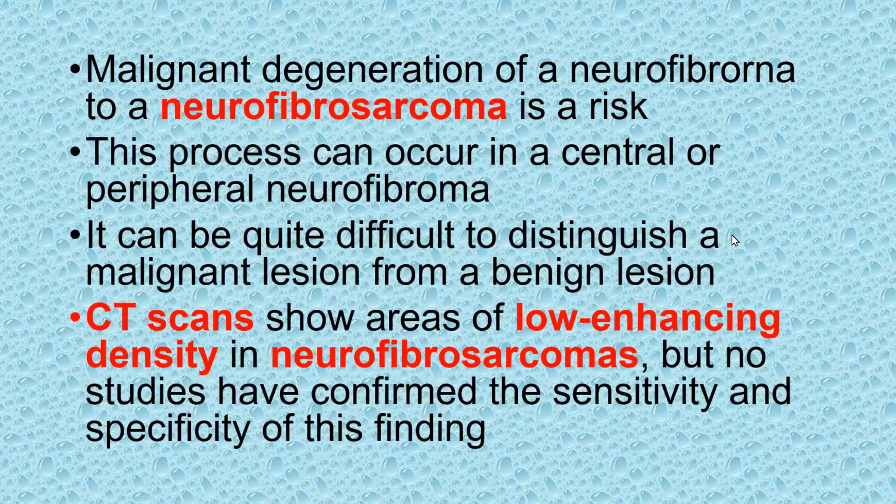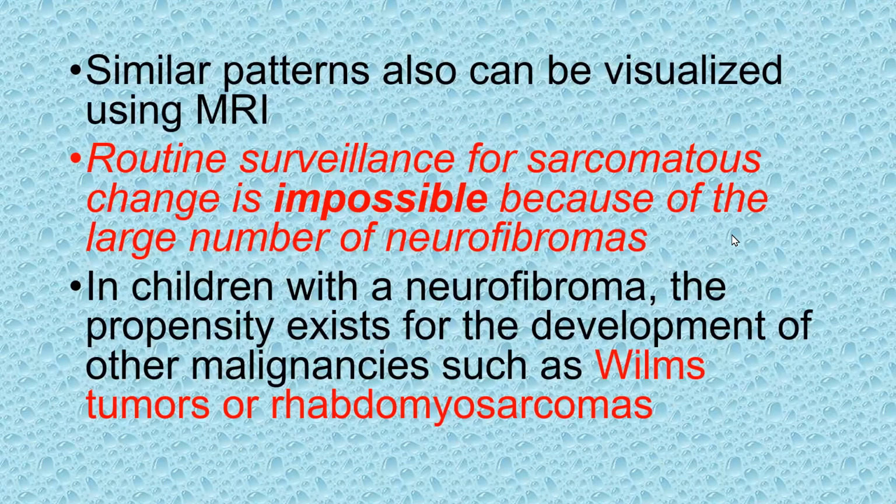CT scans show areas of low enhancing density in neurofibrosarcomas, but no studies have confirmed the sensitivity and specificity of this finding. Similar patterns also can be visualized using MRI. Routine surveillance for sarcomatous change is impossible because of the large numbers of neurofibromas present in the individual. In children with a neurofibroma, the propensity exists for the development of other malignancies, such as Wilms tumor or rhabdomyosarcoma.